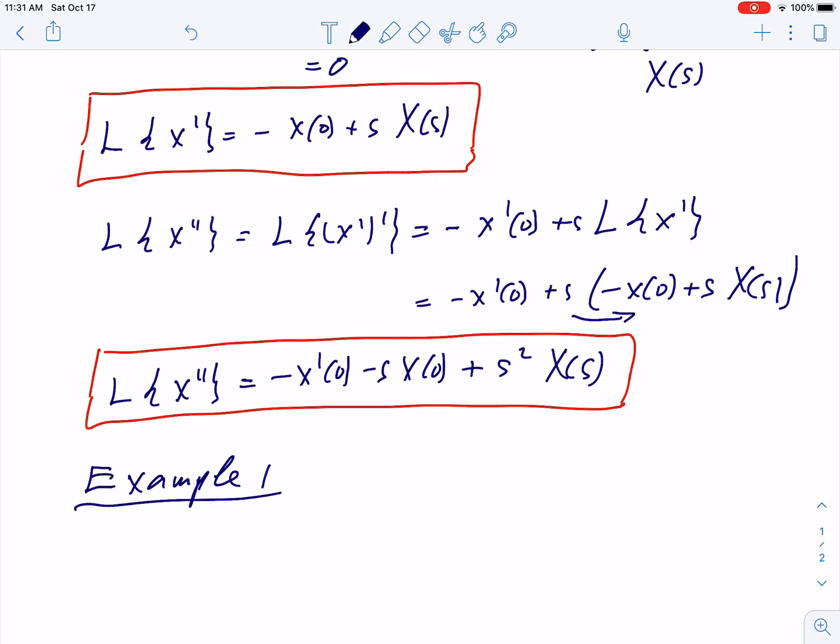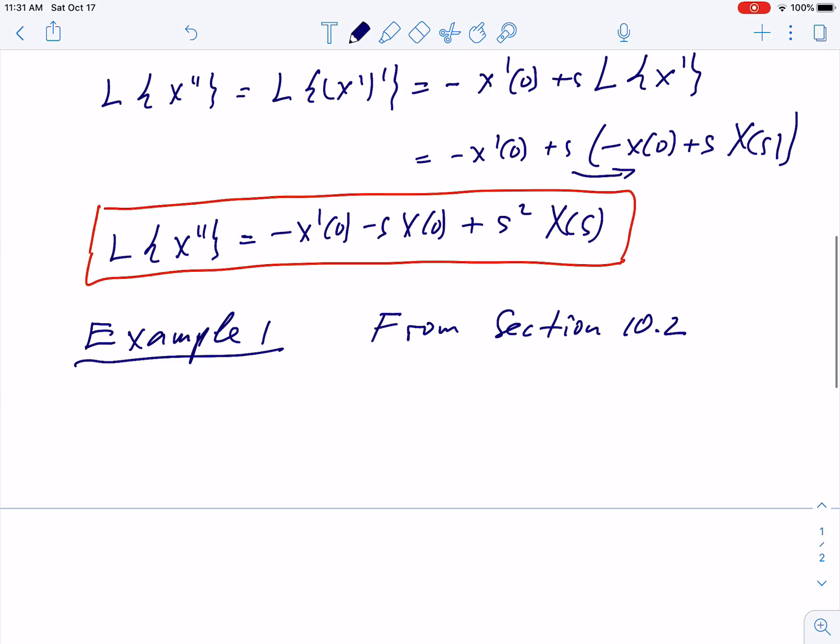Example 1. Solving examples from section 10.2. I shall do even numbers and homework will be for odd numbers. Here is number 2. Solve the equation x second plus 9x equals 0 with the initial conditions x0 equals 3, x prime 0 equals 4.